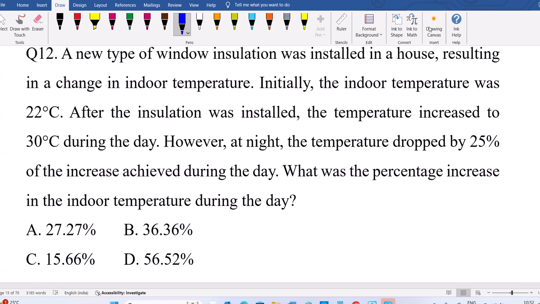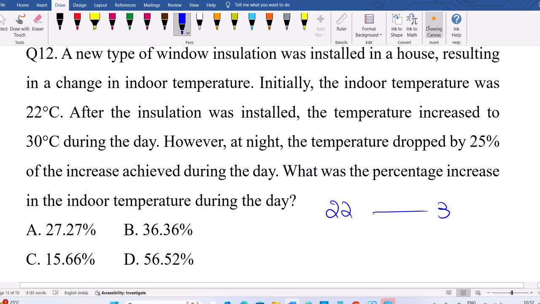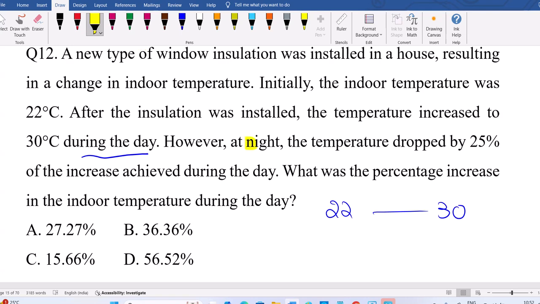As you are installing some insulation, it is completely installed in the house. Now the indoor temperature is changed. Initially the indoor temperature is 22. Now it is increased to 30. 22 becomes 30, that is during the day. At night it is dropped, but the question is regarding during the day. The 25% drop is fine, but that is regarding night. The question is regarding daytime. Here also they're asking during the day.